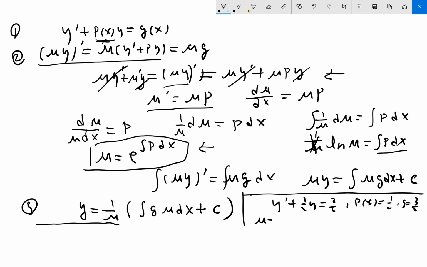So your mu here is e to the integral p, which is 1/2 dx. That's why you got e to the x over 2. That's how we find such a mu. Then you try your y here is e to the negative x over 2 times integral g, there is a 3/2 e to the x over 2 dx plus c. You will get the solution we got before.